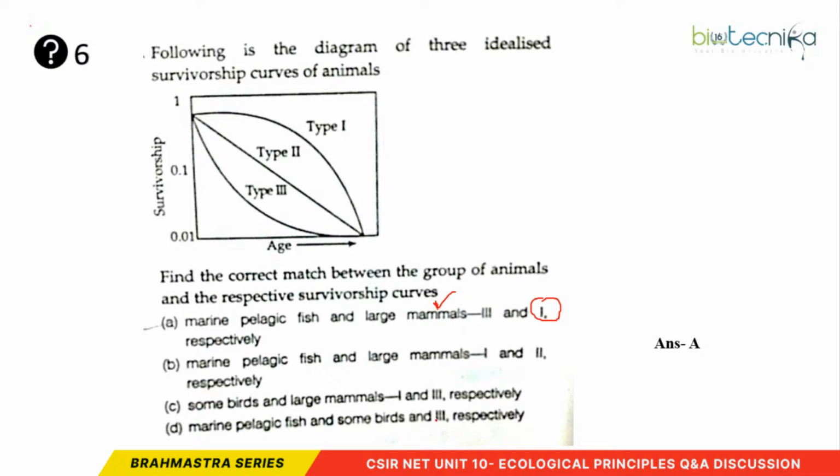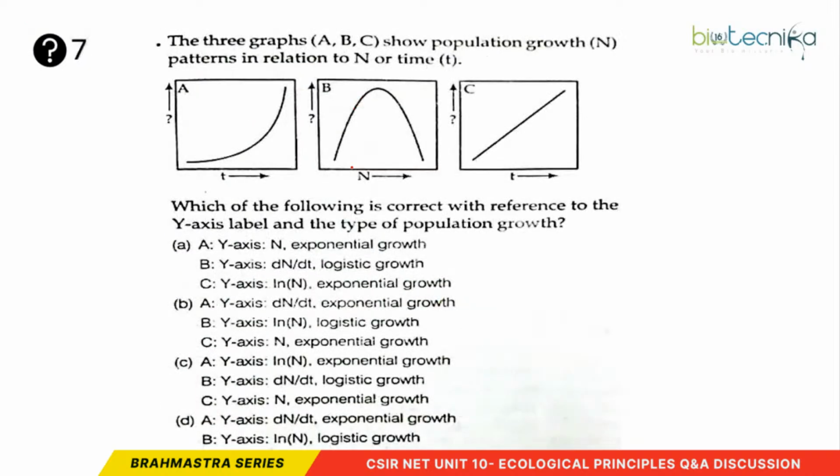So even if you don't know pelagic fish, if you just remember mammals, then also you will get the correct answer. If you're not sure about the pelagic fish, whether it be type 2 or type 3, then also you can hit the right answer. Because mammal is something known to all of us. Humans, mammals, they definitely follow type 1. Got it? Okay. So moving over to the next one.